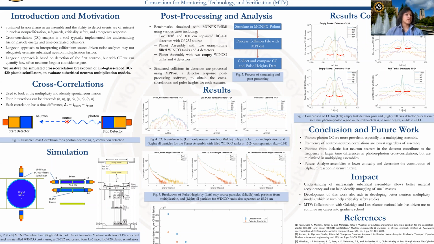However, the focus of cross-correlations will be on the Langevin approach to interpreting Californium source-driven noise analysis, which has previously been shown to not adequately estimate subcritical neutron multiplication factors. And this is due to this approach being based on detection of first neutrons. But with cross-correlations, we can quantify how often neutrons begin the coincidence gate.